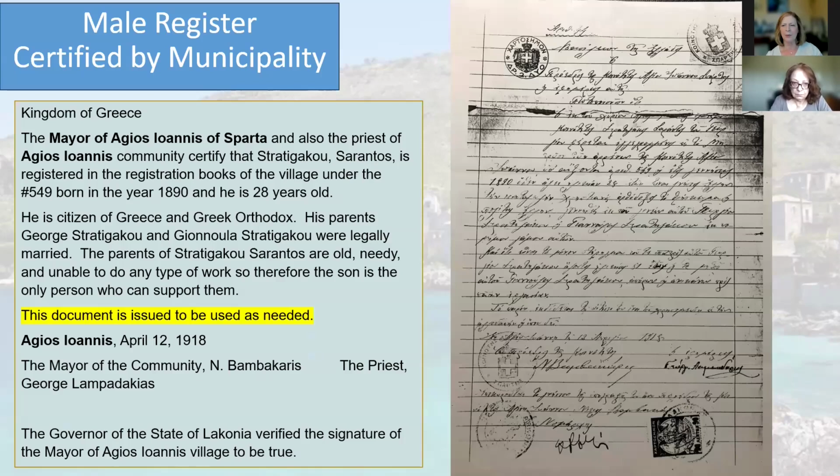And here's an example from George's family. It's a lot older. It's a letter received in 1918 from the municipality of Ioannis in Sparta. It verifies the birth of George's grandfather, Sarantos Stryker. It states he was born in 1890 in Ioannis. He's 28 years old, and he's recorded in the registration books. It also has information about his parents that I thought was especially interesting. Note also that important phrase, this document is issued to be used as needed, again certifying that it can be used for legal means.